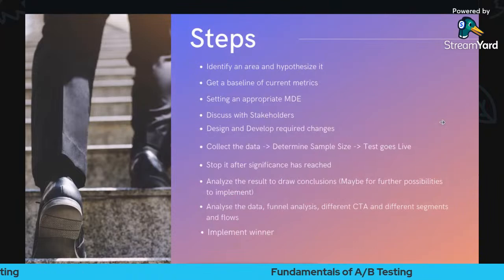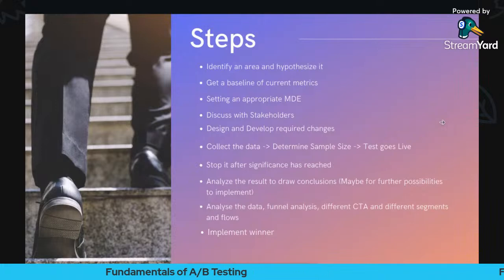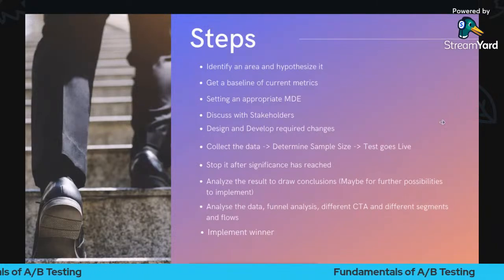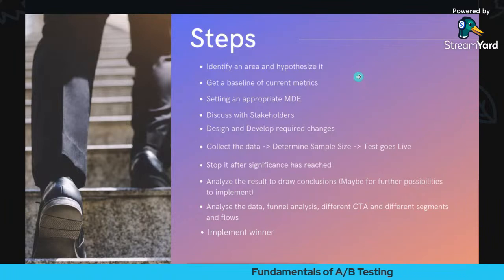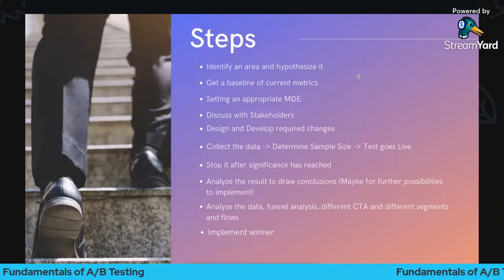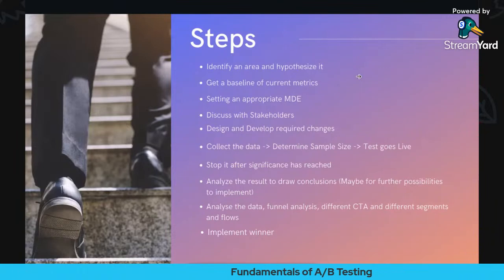So this is the whole formulation of A/B tests from start to finish. First of all, we identify an area and hypothesize it. For example, there are navigation bars on e-commerce websites, right? So I could have an example.